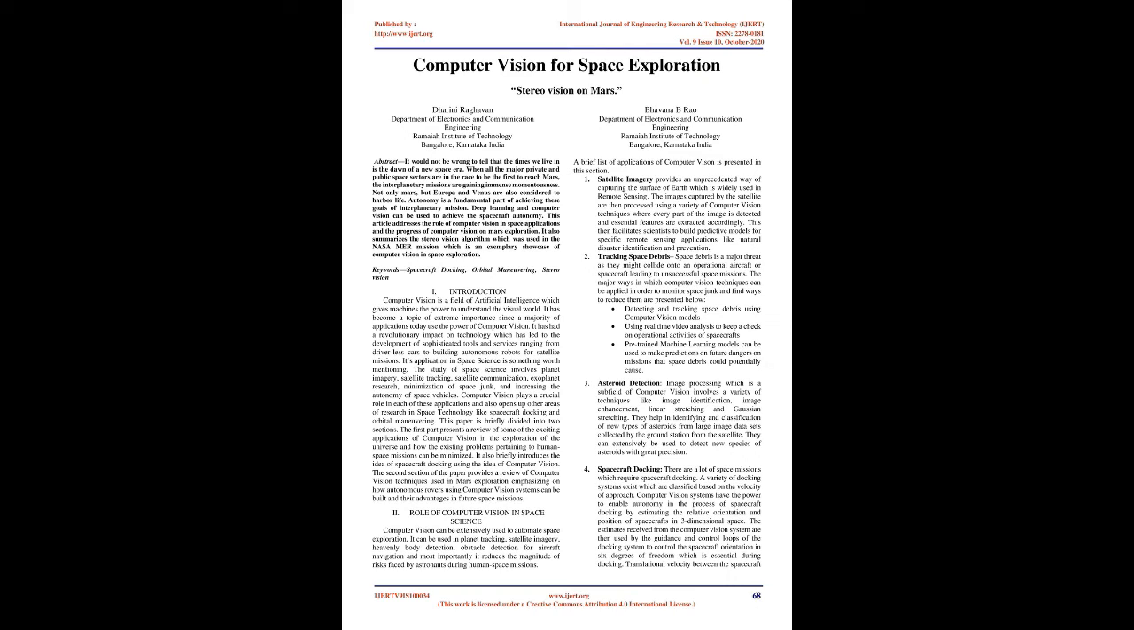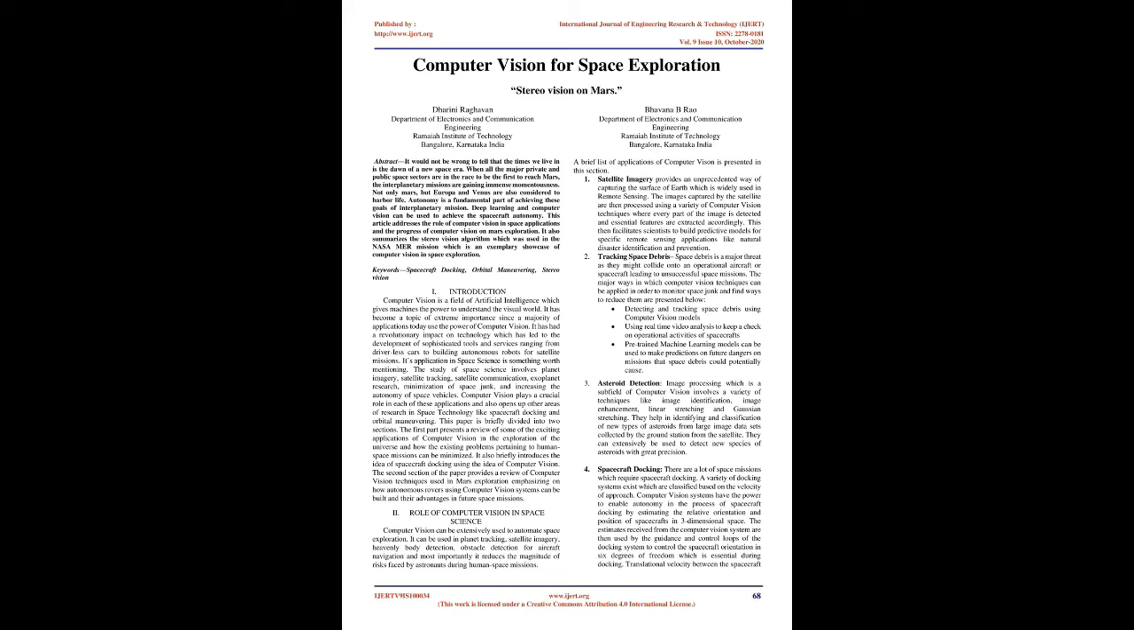Introduction. Computer vision is a field of artificial intelligence which gives machines the power to understand the visual world. It has become a topic of extreme importance since a majority of applications today use the power of computer vision. It has had a revolutionary impact on technology, which has led to the development of sophisticated tools and services ranging from driverless cars to building autonomous robots for satellite missions. Its application in space science is something worth mentioning.